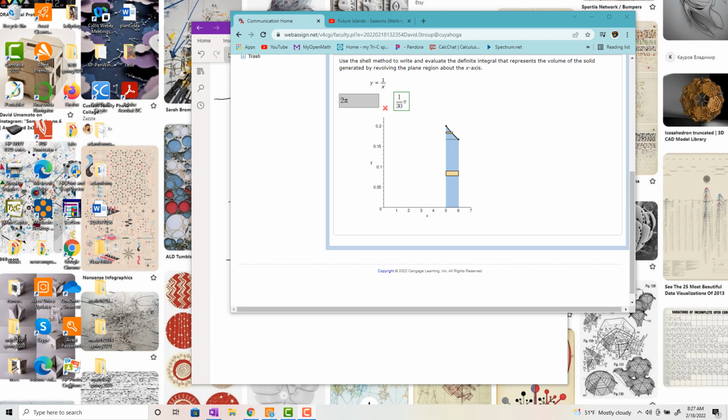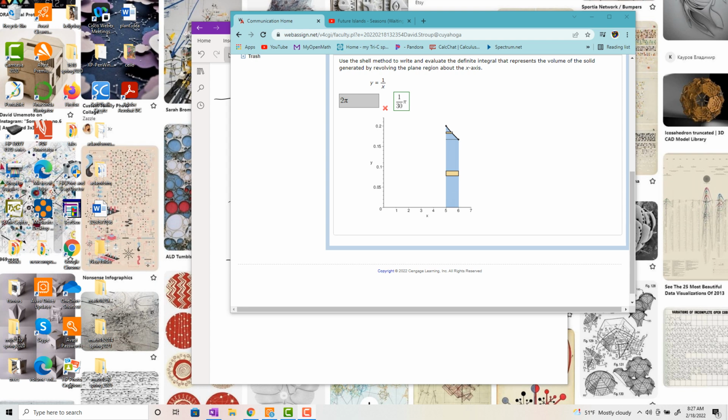Hey, this is a problem some students have been asking about, so I just thought I'd do a little video here. It's from WebAssign, section 7.3, using the shell method, and they give you a region. The top of the region is traced out by y equals 1 over x. Then there's x equals 5, x equals 6, and y equals 0. And we want to rotate this about the x-axis using the shell method.